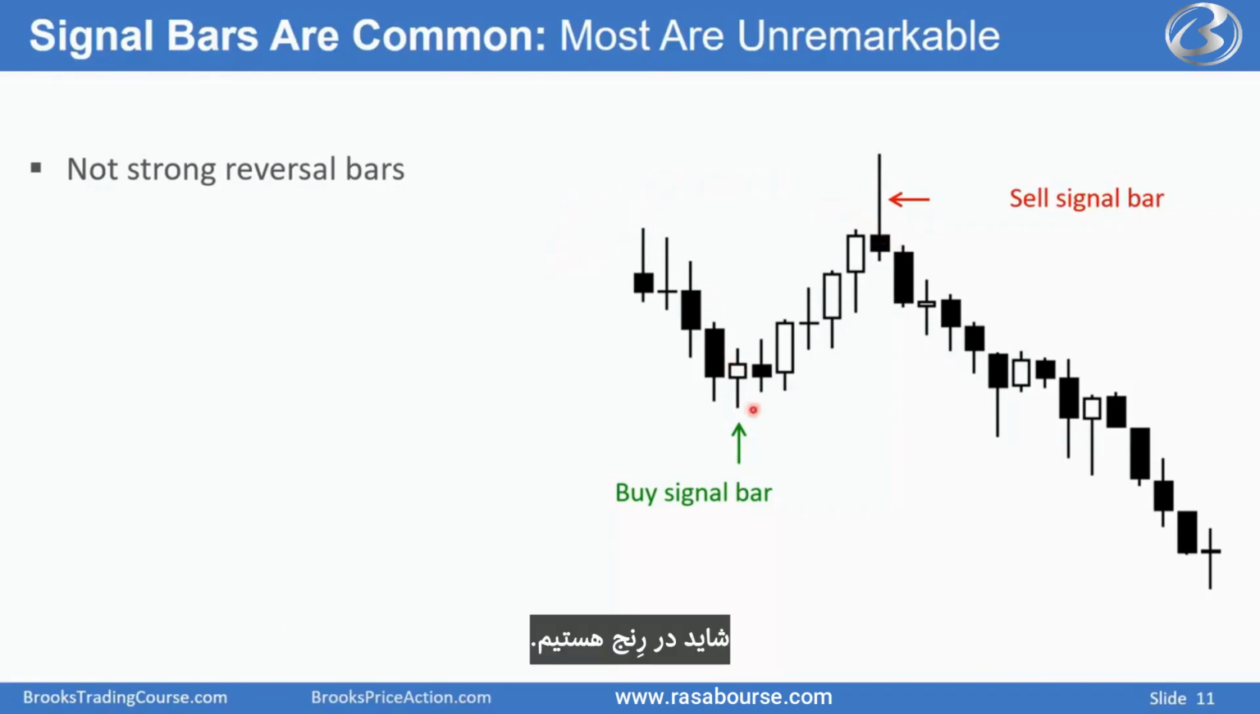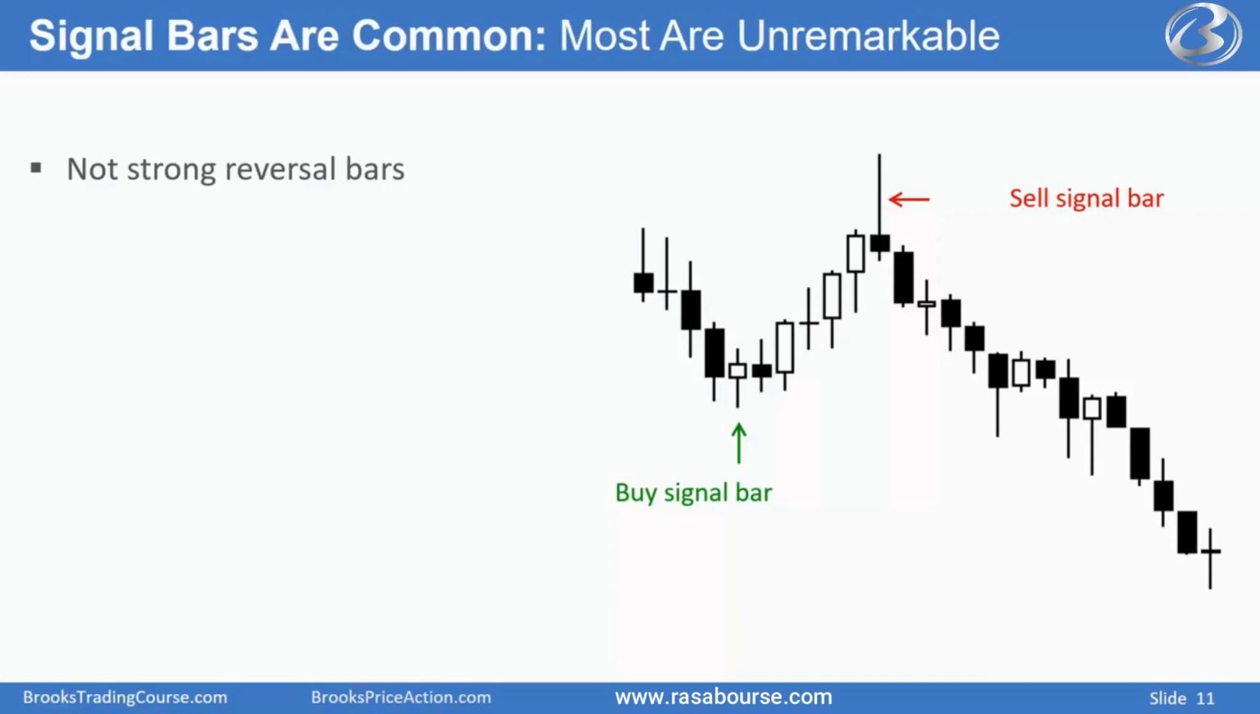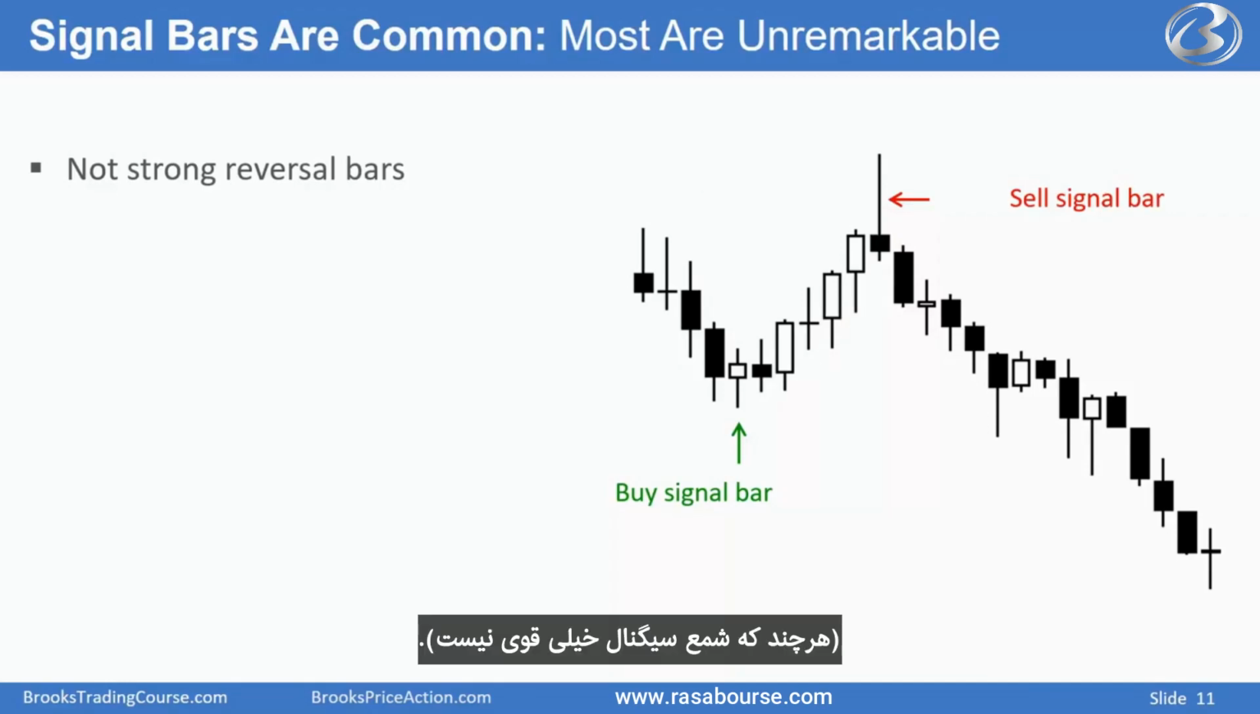Maybe we're in a trading range. Bull bar, doji, not all that strong. Bull bar, smaller bull bar, now bear bar. That might be enough to create a reversal, even though it's not an especially strong sell signal bar.